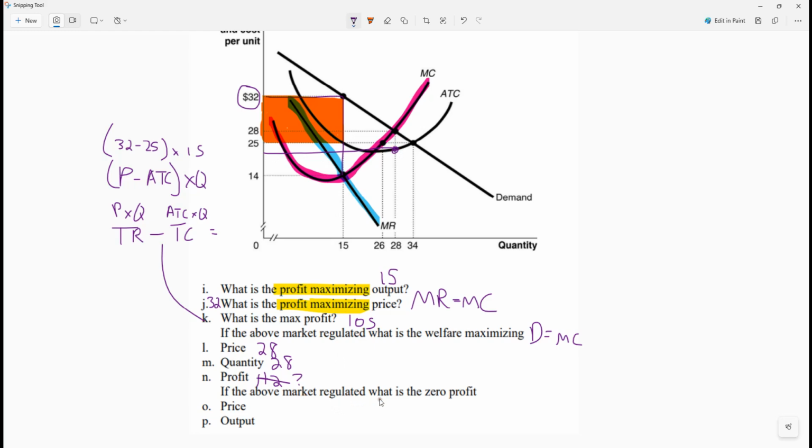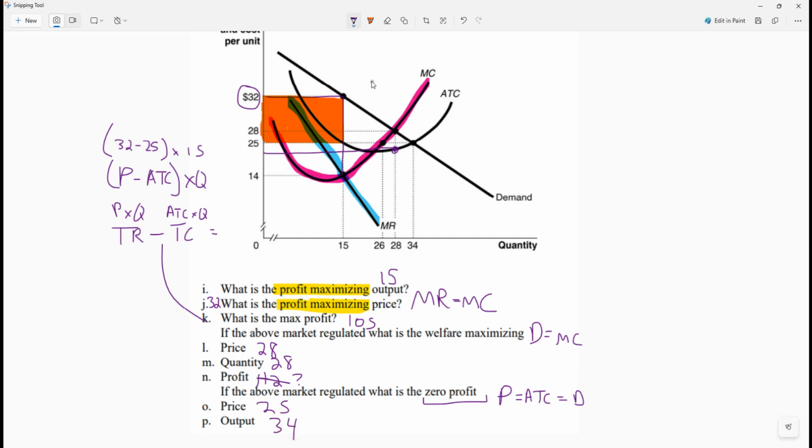All right, if the above market is regulated, what is zero profit? So this would be where price equals average total cost, sometimes called the fair use price. So just follow that average total cost to where it hits demand. And so that's going to be 25 for a price and 34.